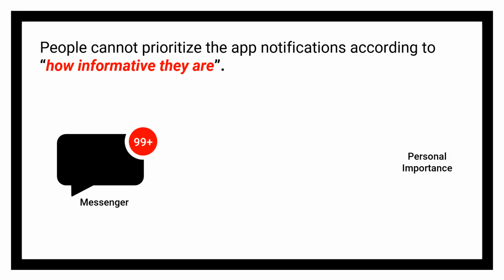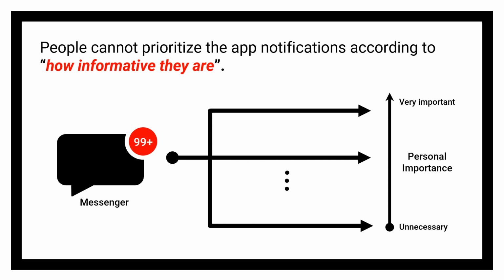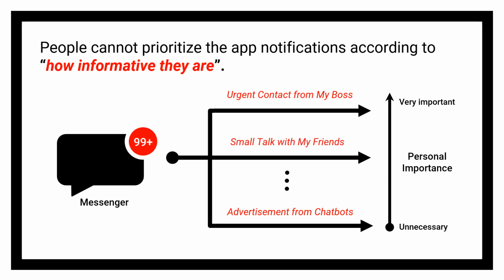First, people cannot prioritize the app notification according to how informative they are. For example, we receive tens of notifications from Messenger app daily, but they are not equally important. It is challenging to filter out annoying advertisement from commercial chatbots. Moreover, urgent contact from my advisor should have a higher priority than small talk with my friends.